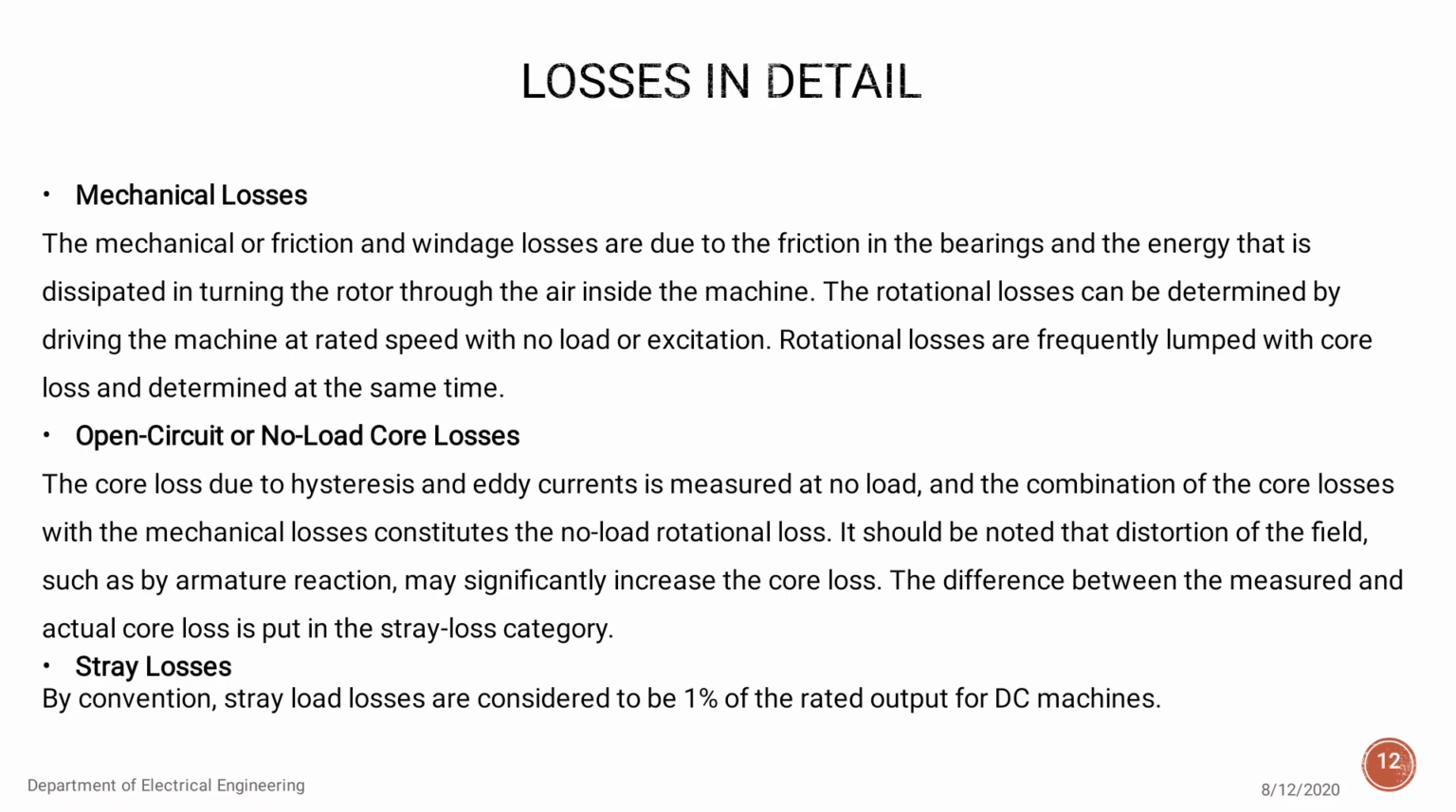Okay, so here you can see by convention stray load losses are considered to be 1% of the rated output for a DC machine. Meaning what? Whatever the output of the DC motor is, suppose it is a 5 HP motor, then 1% of the 5 HP is taken as stray losses. Okay. So this is all about the losses.